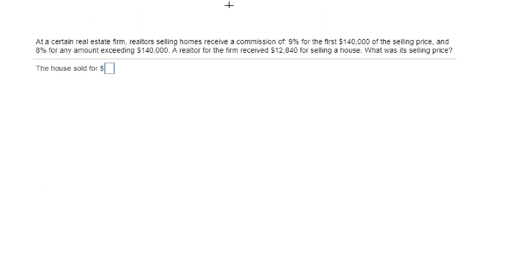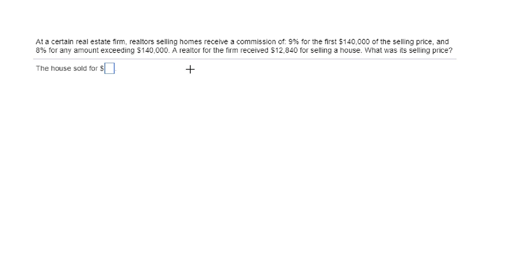All right, so let's take a look at another example. At a certain real estate firm, realtors selling homes receive a commission of 9% for the first $140,000 of the selling price and 8% for any amount exceeding $140,000. A realtor for the firm received $12,840 for selling a house. What was its selling price?